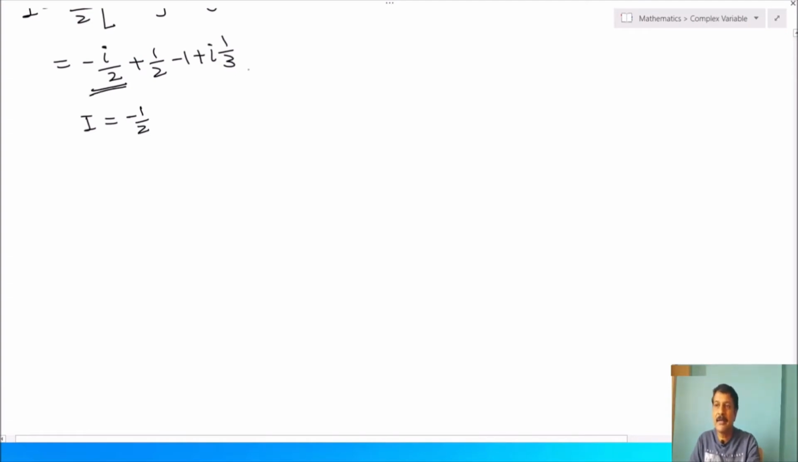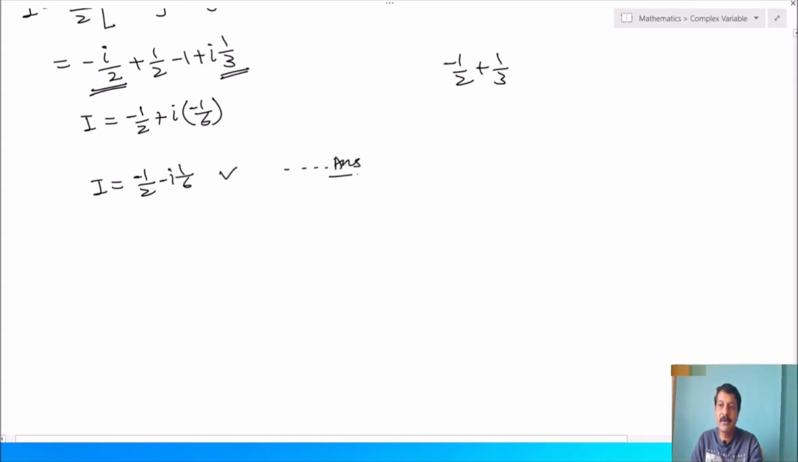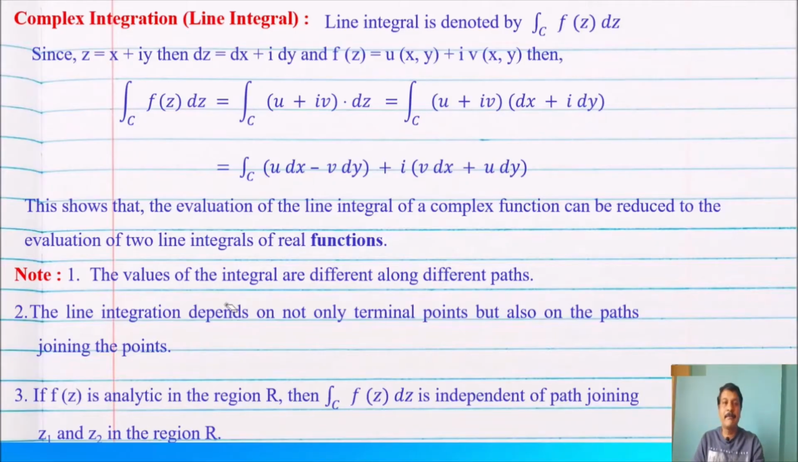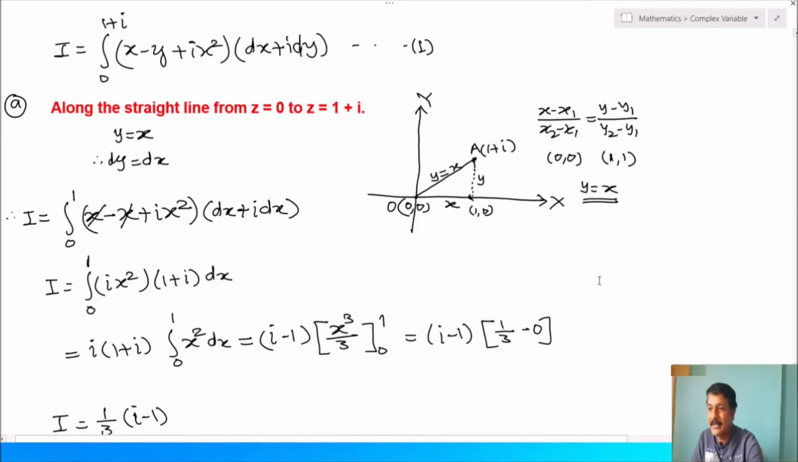If we take the imaginary part, I am getting here minus 1 by 2 plus 1 by 3, and that is equal to plus I in bracket minus 1 by 6. So you can simplify. I am getting here minus half minus I into 1 by 6, which is your required answer for the third part. Now you will get the meaning of these notes. The values of the integral are different along different paths. The line integral depends not only on terminal points, but also on the paths joining the points. So in this case, if the path is different, then the value of the integral is different.